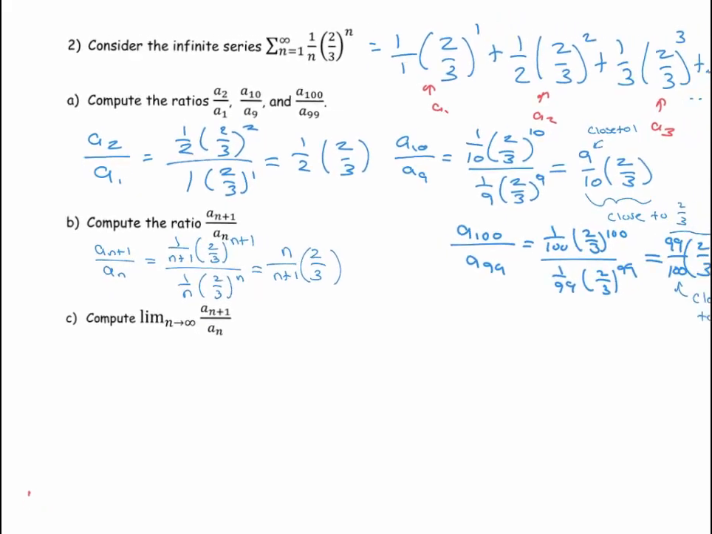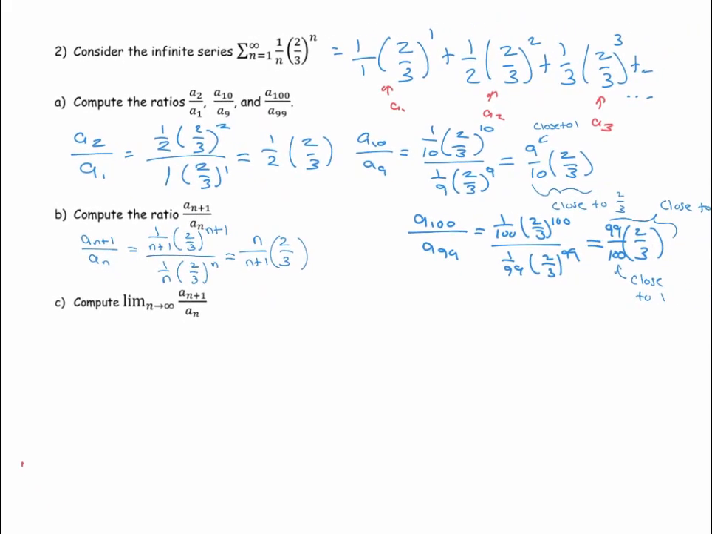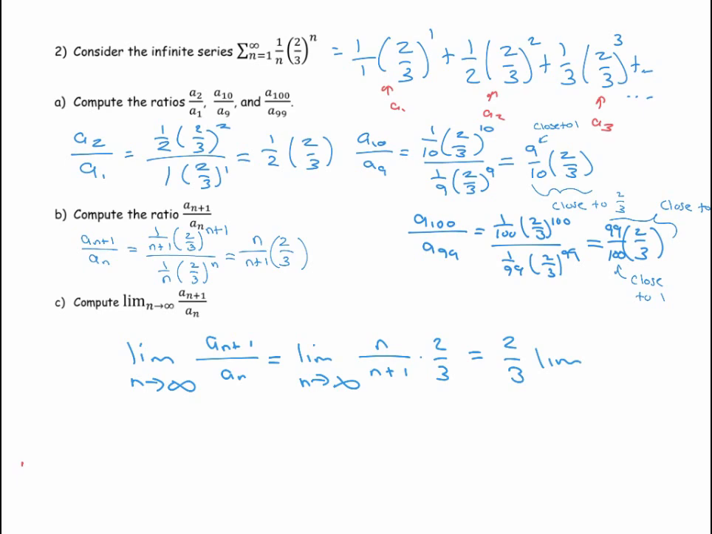Now, let's take the limit, like we did in the last page. And in the last page, remember, we got 2/3. Let's take the limit as n goes to infinity of the n plus first term over the nth term. Well, that's just the limit as n goes to infinity of n over n plus 1 times 2/3. Now that 2/3 can come out of the limit, and I get this, but I know that limit is just 1, so I get 2/3.